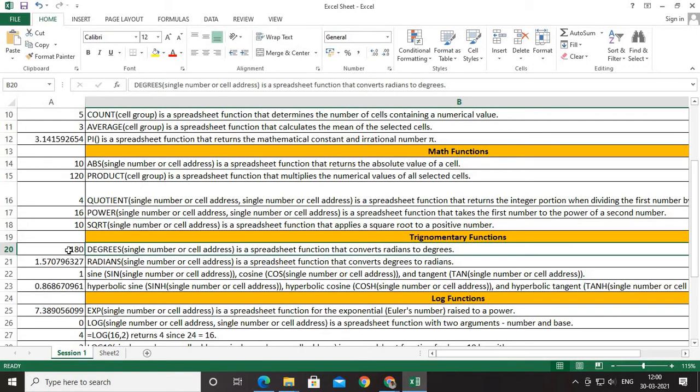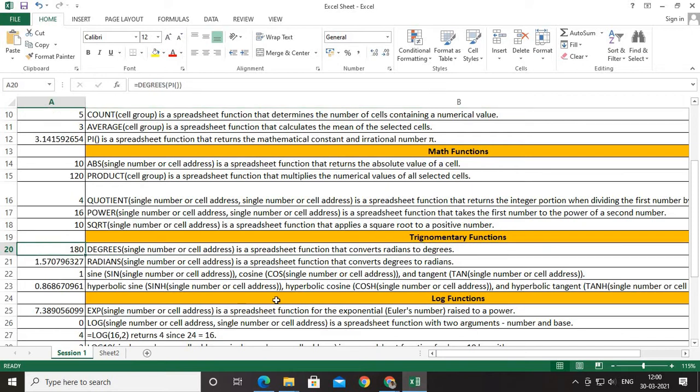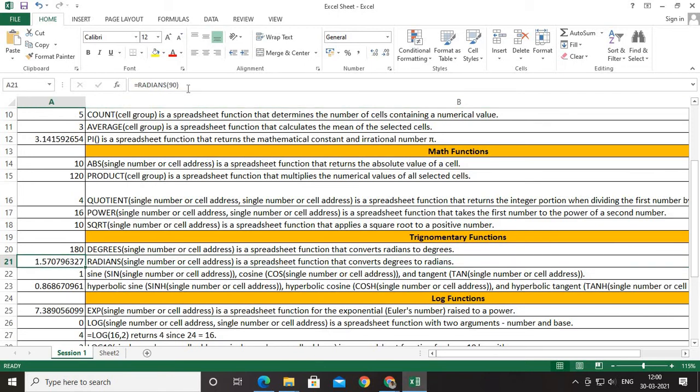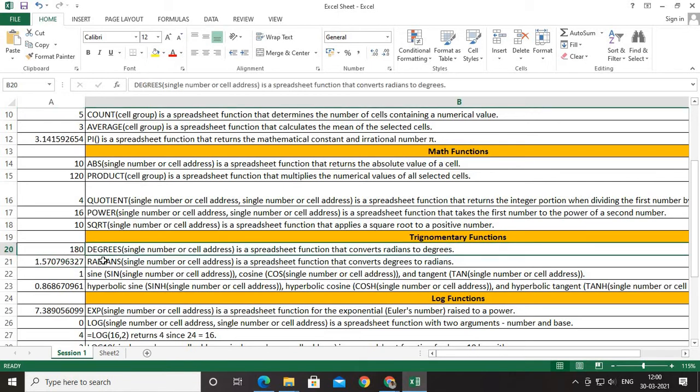Degrees is a function that will convert radians to degrees. So degrees of pi is now converted to 180. You can see that here we get the degree value. Now what is radians? As usual, you know that it's going to convert degrees to radians. Now what do we do? The radians of 90, when I put it, I get 1.57079626327. That's it. We had degrees that converts radians to degrees. We have radians that converts degrees to radians.